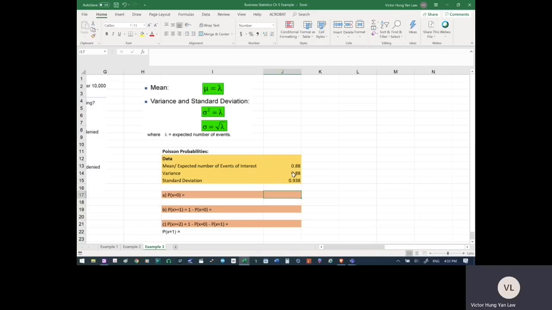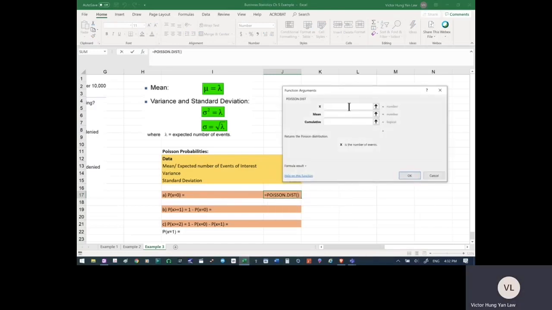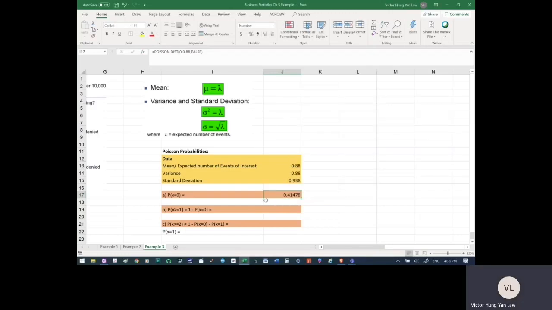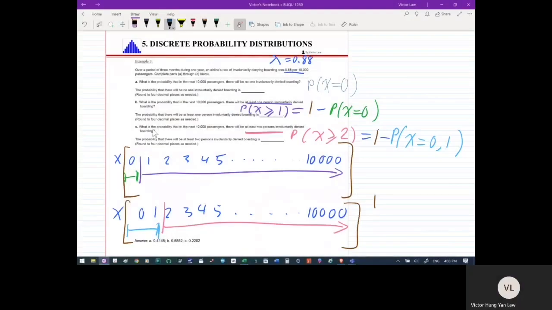Once we have the mean, variance, and standard deviation, we can use the Poisson.dist formula to calculate the probability of x equals 0. So we use equal Poisson.dist, and then we click on the f of x. The x is 0, so we put 0, and the mean is lambda, which is 0.88. Cumulative will be false, because we're looking at the probability of x exactly equal to 0, a specific value. Once we plug that into Excel, you're going to get 0.41478. That's part A.